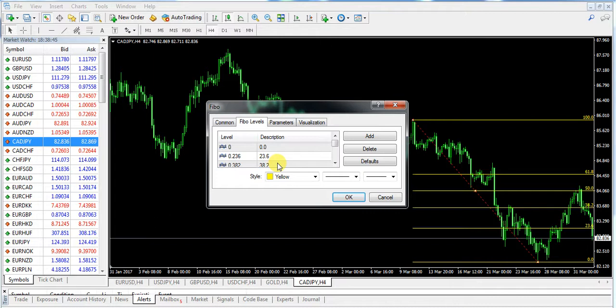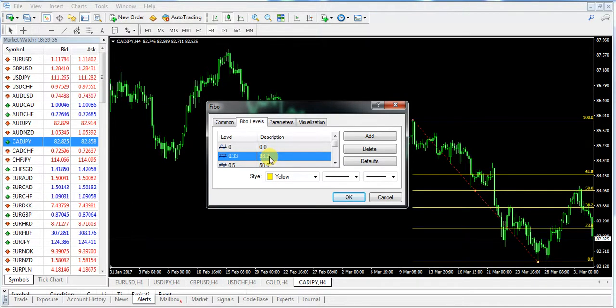Now what I usually do is the 236 level, I don't use it. It doesn't tell me anything. It doesn't really feature in market turning points. So I simply delete that level. Boom, it's gone. The 382 level, I changed that to 33% rather than 382. So how you do that is you double click under level over here, and you change it to 0.33. Now you can either just double click under description, or you can hit tab.